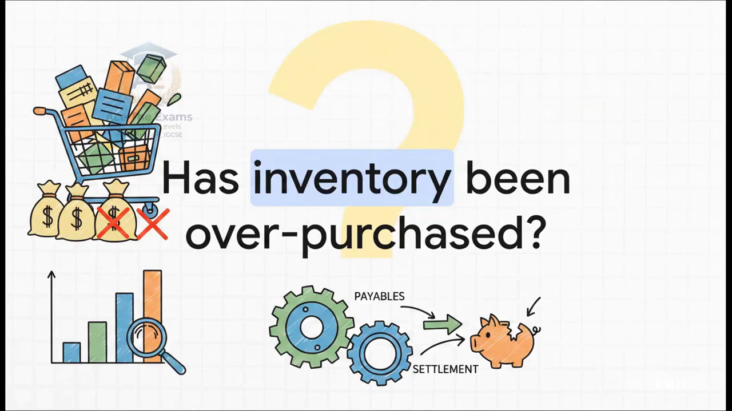To uncover that why, you really have to adopt the mindset of a business evaluator. Start asking the tough questions. Has inventory been overpurchased, which is tying up all their crucial cash? Are trade payables being settled way too slowly? Or maybe cash reserves are completely depleted because of a massive recent capital expenditure. Using these exact analytical questions to figure out what that ratio drop actually means for liquidity and profitability, that is the absolute hallmark of AO3 skills.